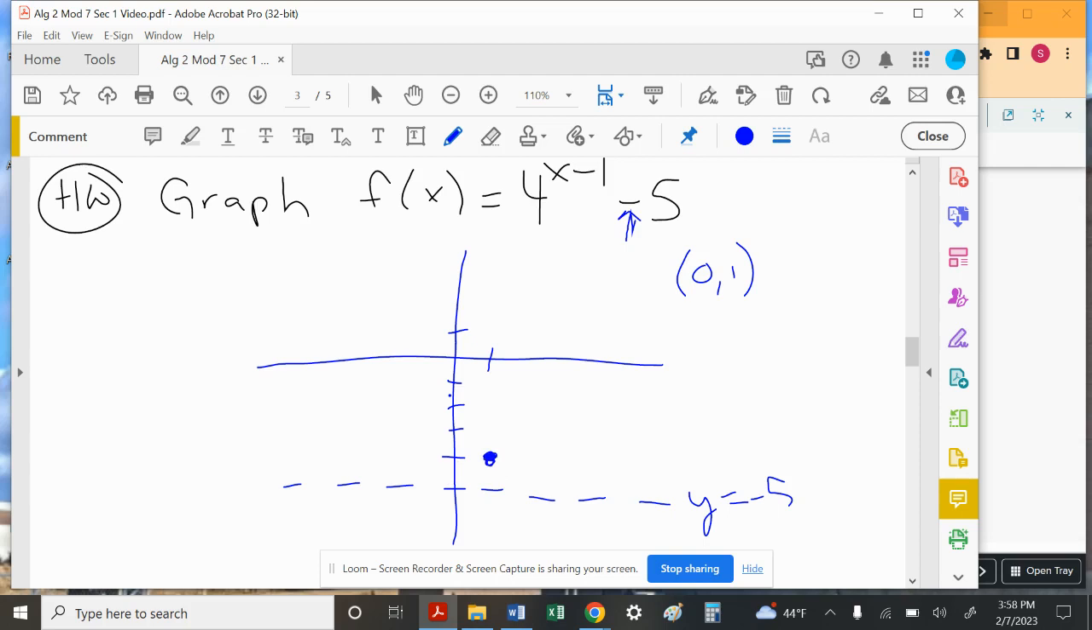Okay, and now we can start plugging in other things. Now, what's my parent function for this particular one? My parent function is y equals 4 to the x. So based on that, I can figure out all my other points, because that 4 is that base. So when x is 1, remember that y is b. When x is -1, y is 1 over b. Okay, so when x is 1, my y value is 4.